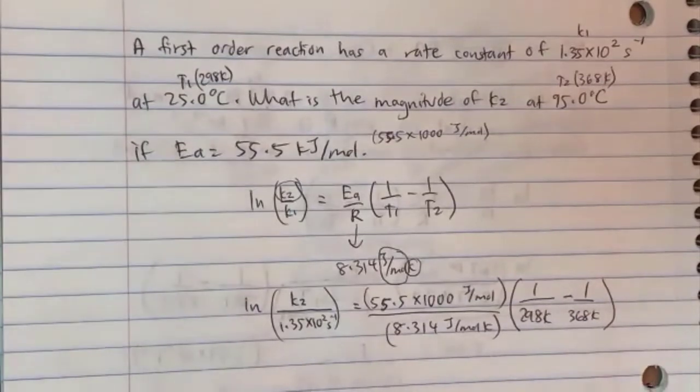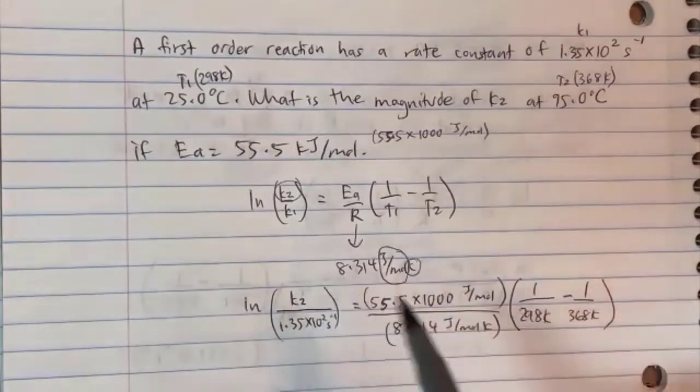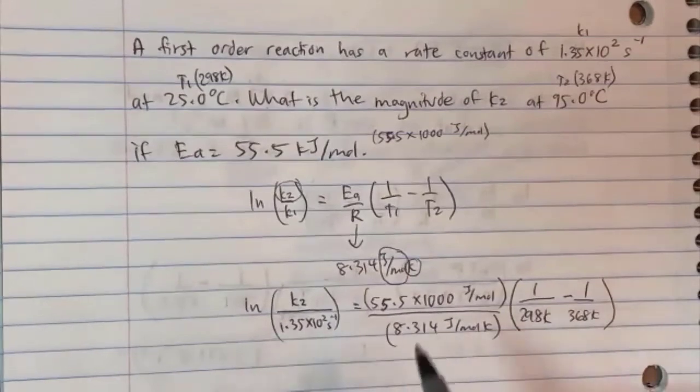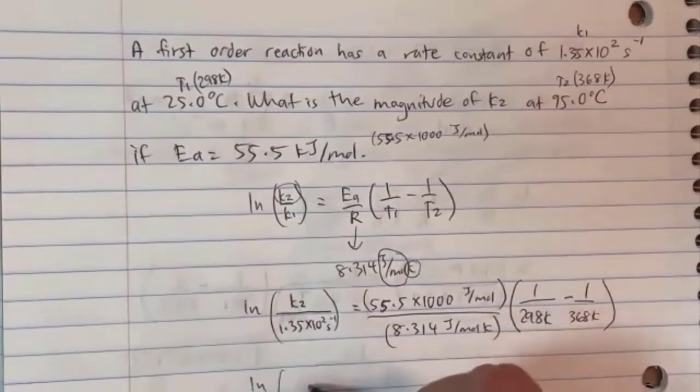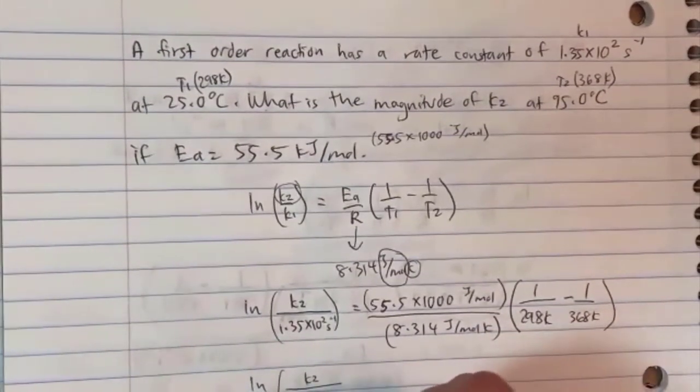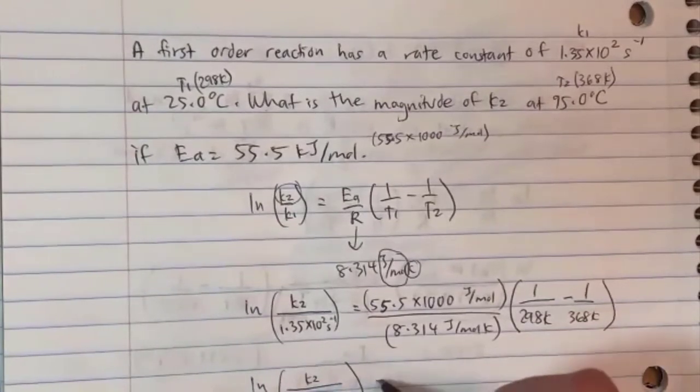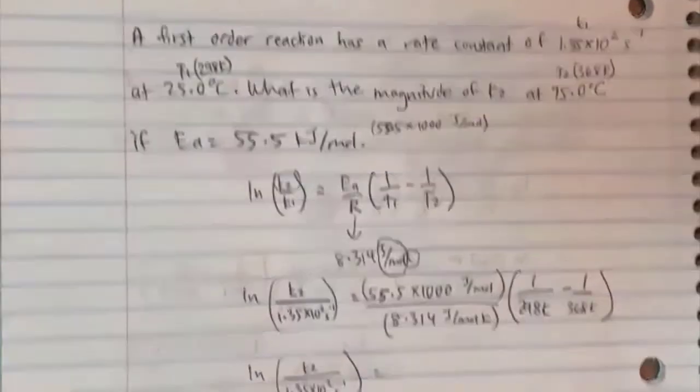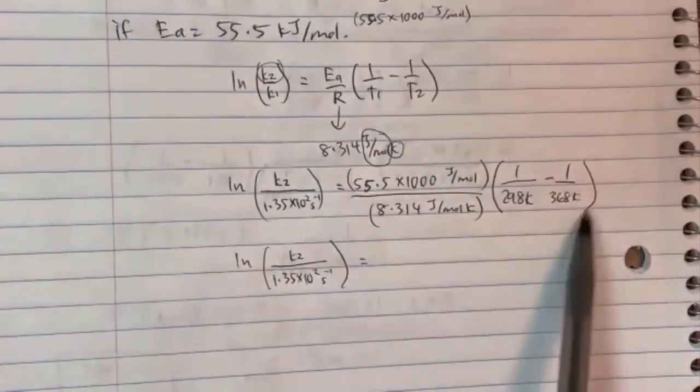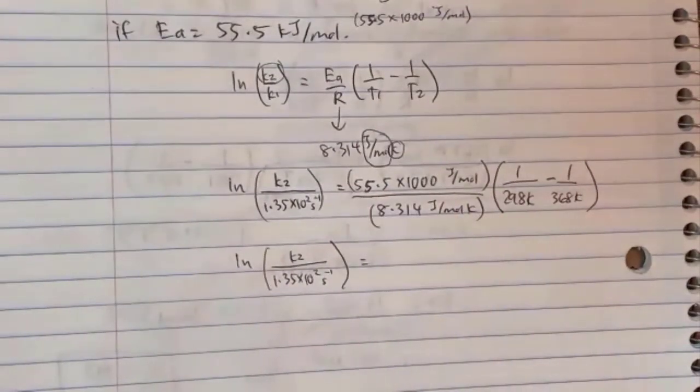Okay, so now leave this part alone: K2 over 1.35 times 10 to the power 2. You have to solve this part here. So try putting this in your calculator. I want to see what you guys come up with. Can you solve it, okay?